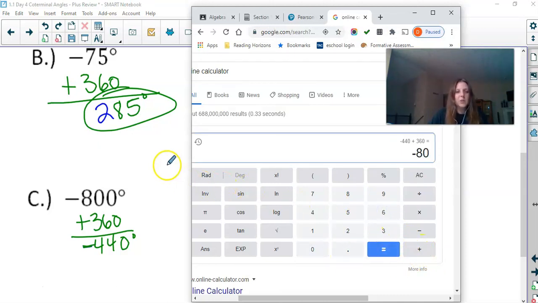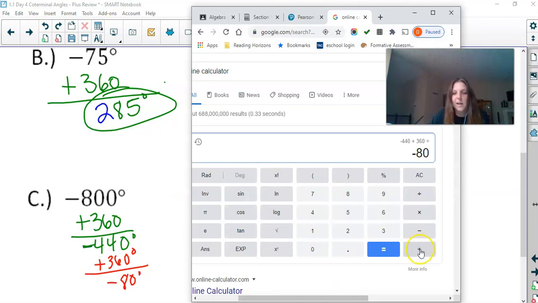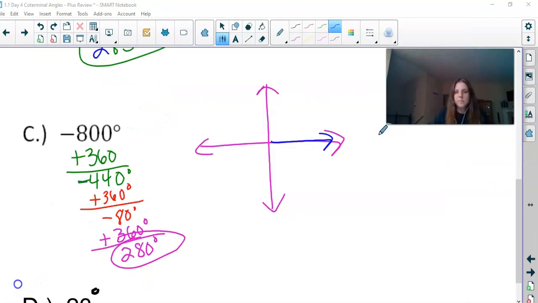Okay, I'm still looking at a negative number. I'm going to write this down over here so that I know what's going on. So I added 360 again, and I still ended up with negative 80. Okay, so again, the directions are saying give your least positive measure. So I need to add again. And there you go. You could see that a coterminal angle would be 280 degrees.